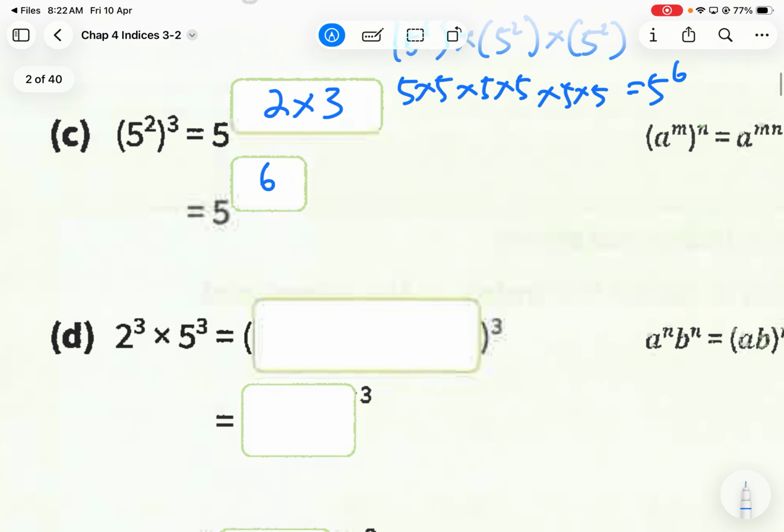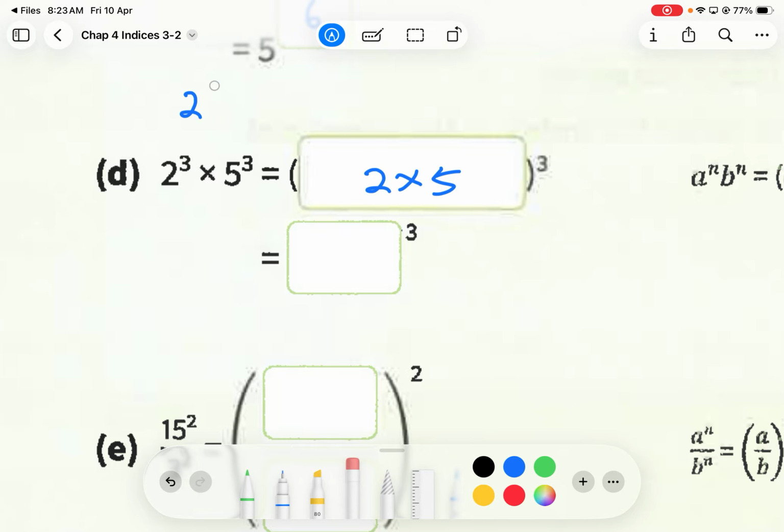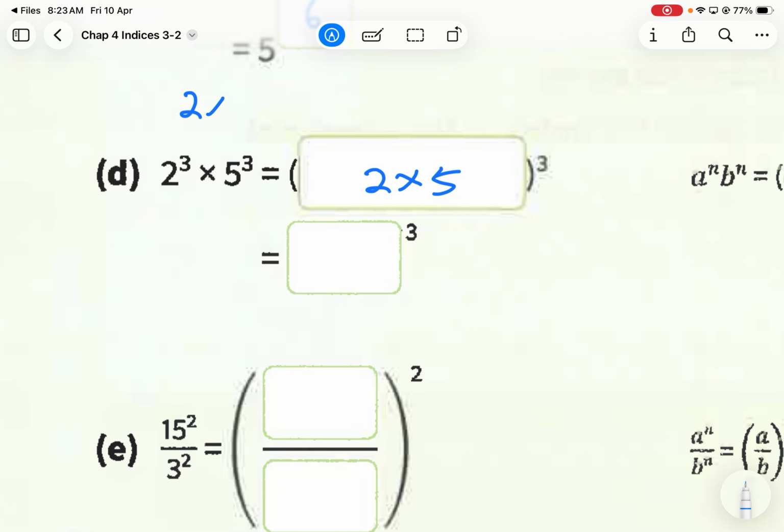Okay? Fourth law. When the index is the same, the base different, we can actually put the base together and then the whole thing to the power of 3. Because 2 cubed is actually 2 times 2 times 2. 5 cubed is actually 5 times 5 times 5.